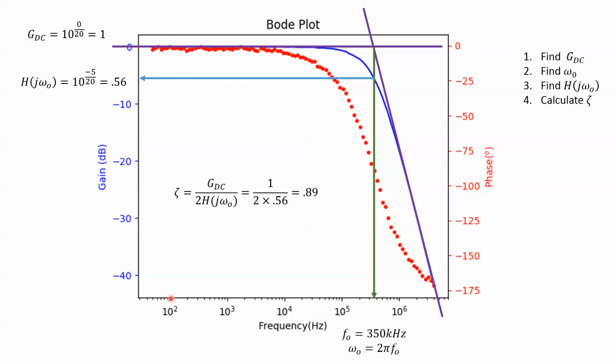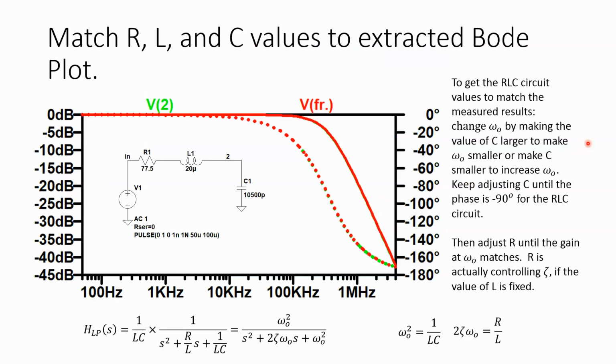I only went down to 50 hertz. I didn't go as low as I do in my LTspice. So I found the DC gain, omega naught, found the transfer function at omega naught, and then calculated zeta. Then I made an LTspice model of that and plotted the frequency response, and came up with an RLC circuit.